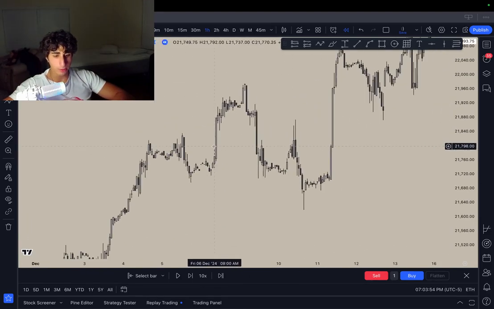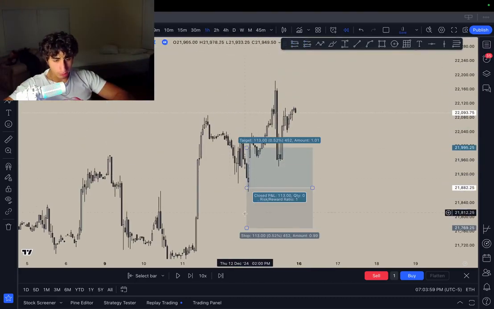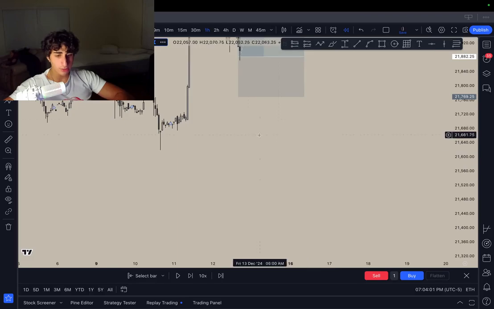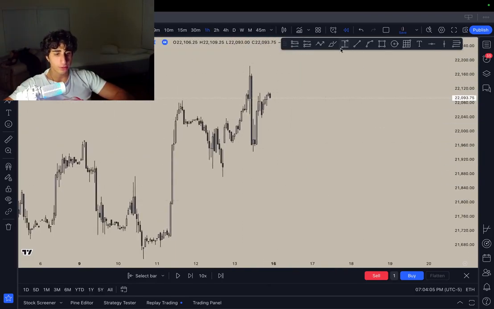And yeah, this is an example of a discounted entry, right? So you're getting in below equilibrium, which is at a discount, and you're going to get a much better risk to reward and entry model than if you're entering blindly all the way up here, right?